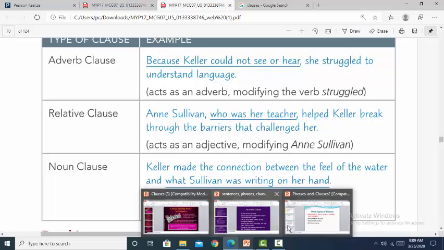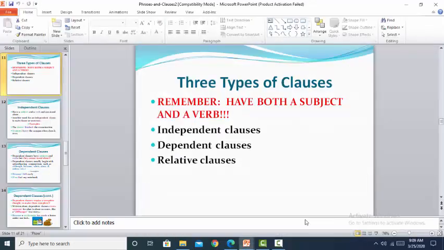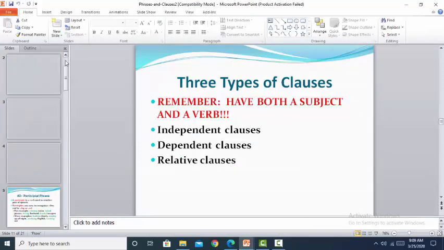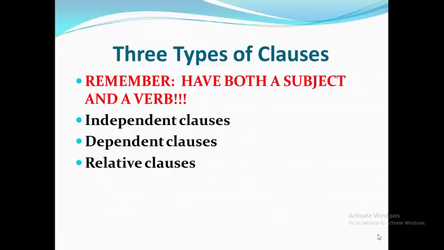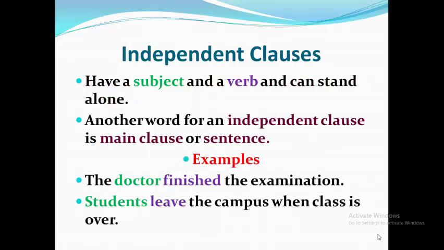We need to go deeper into these kinds. And I will speak generally first and then go specifically about the parts we have in your own lesson. In fact, we have three types of clauses. We have independent clause, dependent clause, and relative clauses. For the independent clauses, they have a subject and a verb and can stand alone. Like this example, the doctor finished the examination. This is an independent clause. Students leave the campus when class is over.